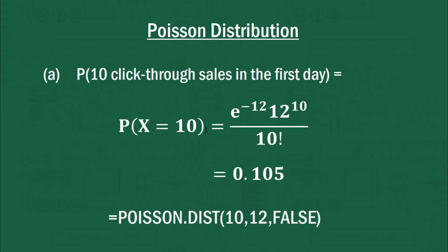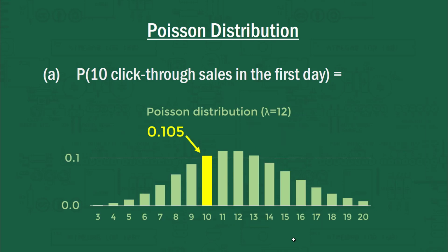We can use the formula for the PMF and just sub in those values, for 12 being lambda and 10 being x, and we get a value of 0.105, which would be the same result if you used equals Poisson.dist and subbed in 10, 12, and false. So there's a 10.5% chance of getting 10 click-through sales in that first day. So there's the probability illustrated on the plot.